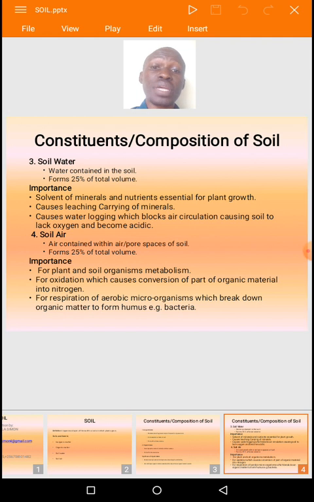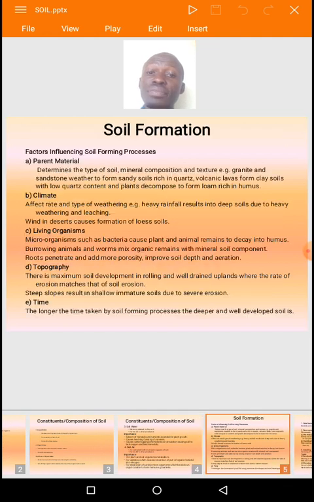Then air is needed for respiration of aerobic microorganisms, which break down organic matter to form humus. At times we just use the word bacteria. If they are to survive in these soils, this air has to be there. The importance of these bacteria is that they help in the decomposition of materials into organic matter, which is quite important for plant growth.